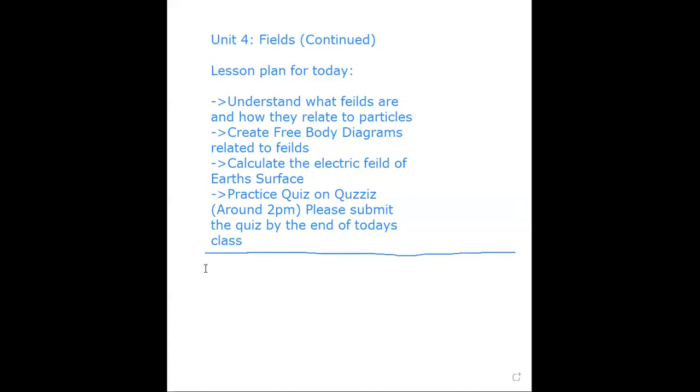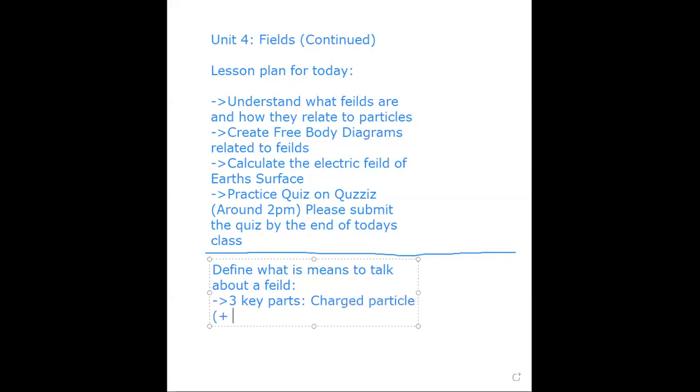Okay, so let's start by defining what it means to talk about a field. There are three key parts. First, it's going to have some form of charged particle, either positive or negative. The second part is that there's going to be a gravitational or electric field around these charged particles.